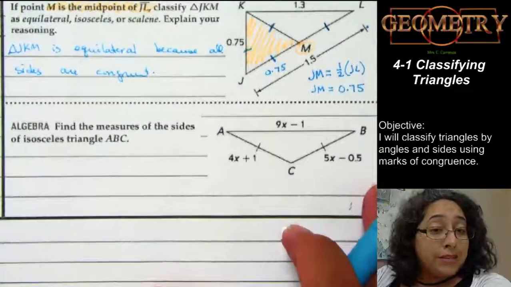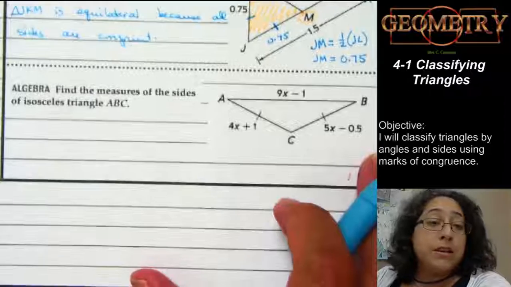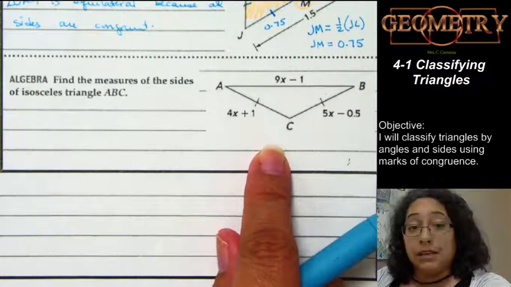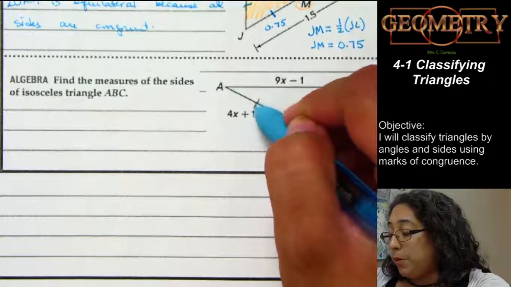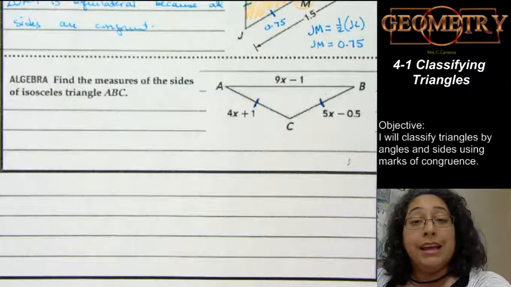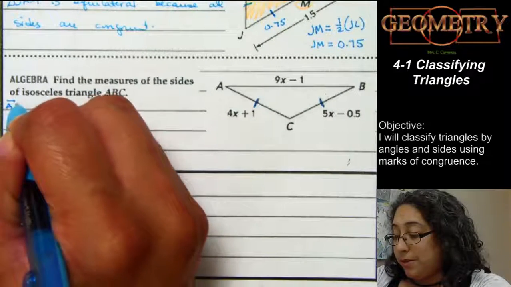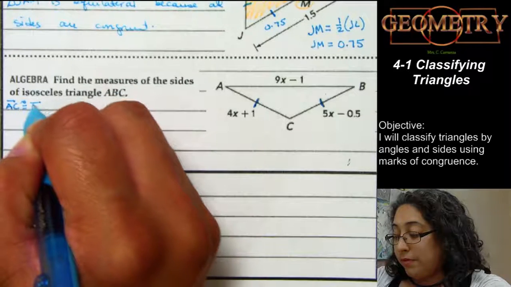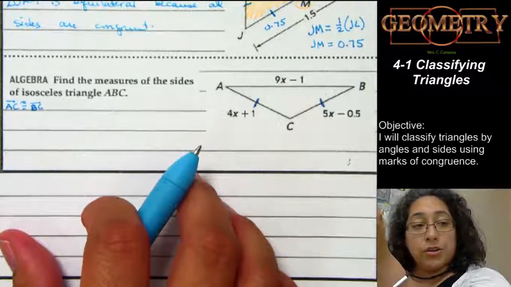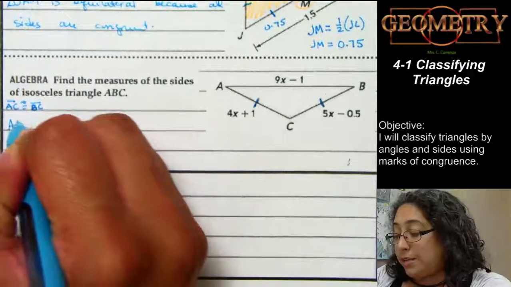Let's look at the final example. We're going to use algebra in order to calculate and find the measures of the sides of this isosceles triangle ABC. We see some congruent markings right here, which automatically tell us that side AC is congruent to side BC. That gets written this way. Once we know those sides are congruent, we can write that their measures are equal. That gets written this way.